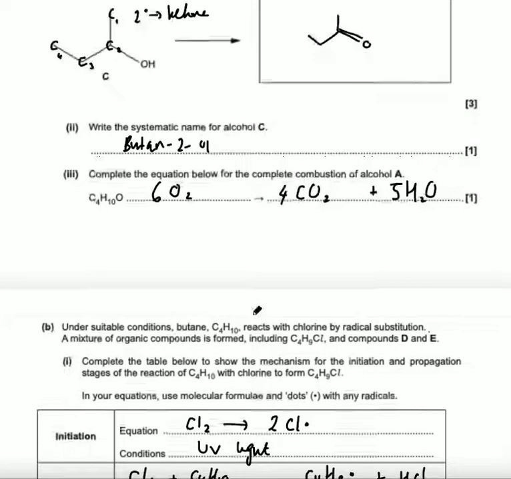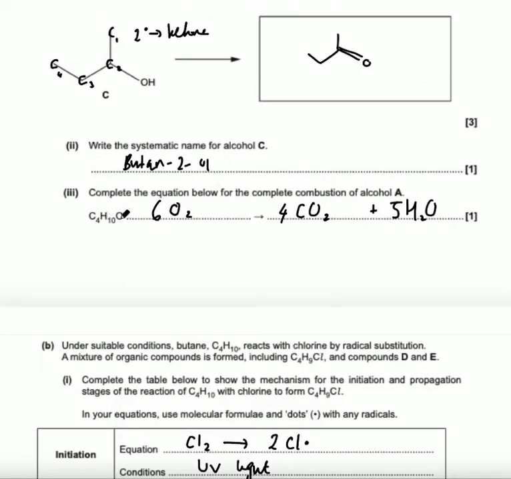Complete the equation for the complete combustion of alcohol A. So C4H10O, and we know that complete combustion is just with oxygen, and complete combustion will give us 2 products. It will give us carbon dioxide and water. Now we need to balance it. We have 4 carbons here, and therefore we have to add 4 in front of the CO2, and we've got 10 hydrogens, so we have to add 5 in front of the H2O. So now we have a total of 10 hydrogens.